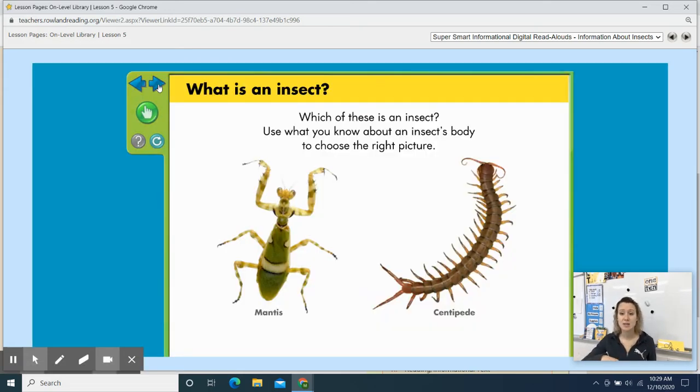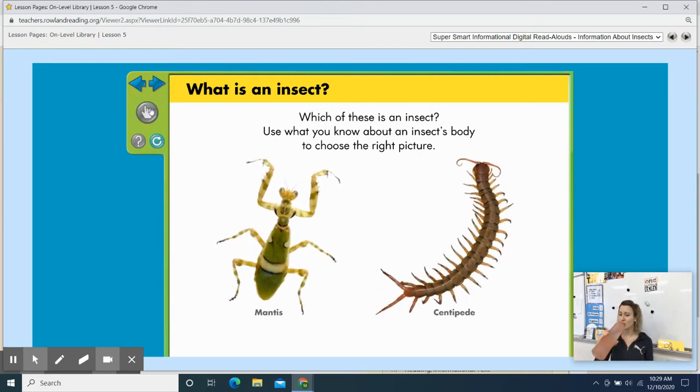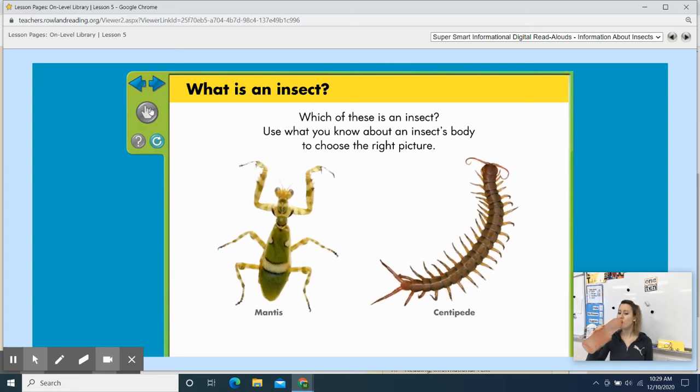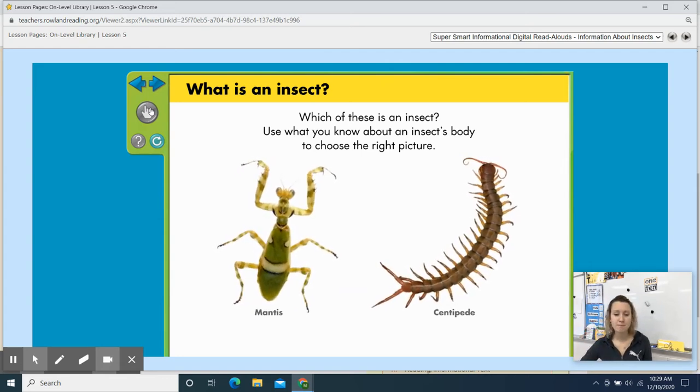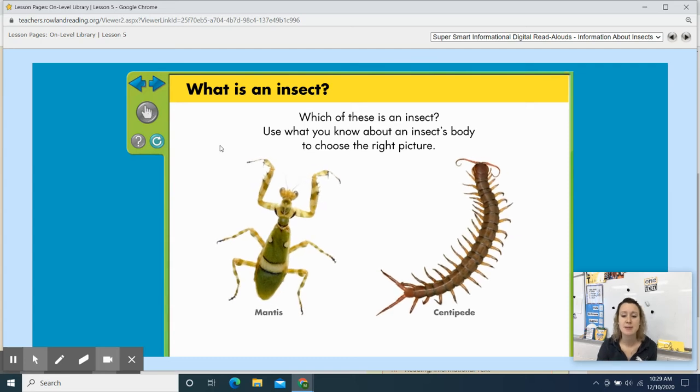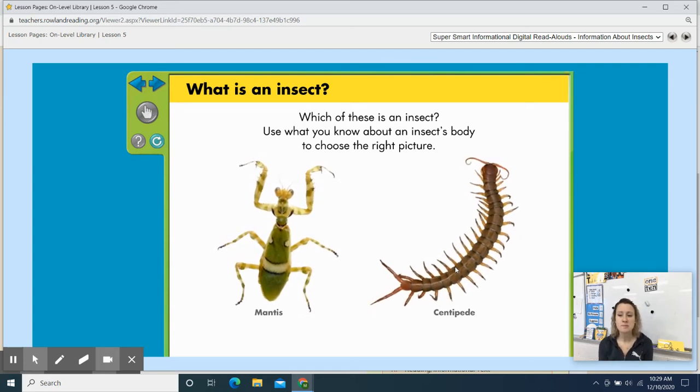What is an insect? Which of these is an insect? Use what you know about an insect's body to choose the right picture. If you were here, I'd have you come up here and tap the one. Which one of these 2 is an insect? The green praying mantis or the brown centipede?